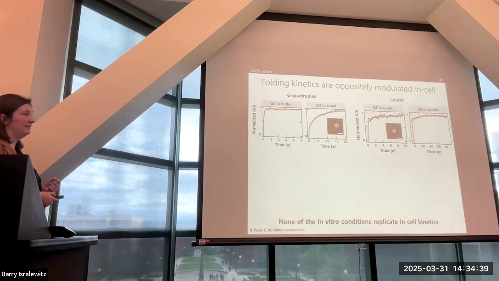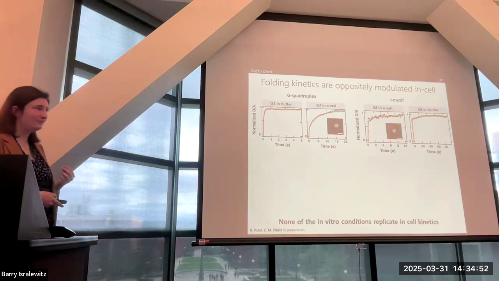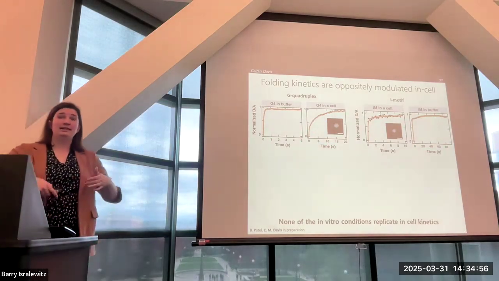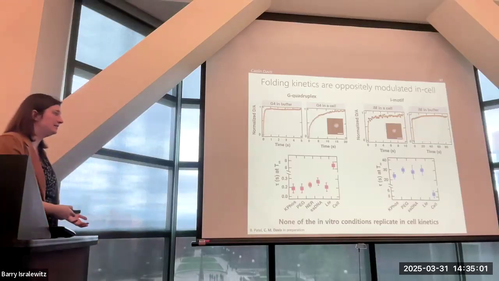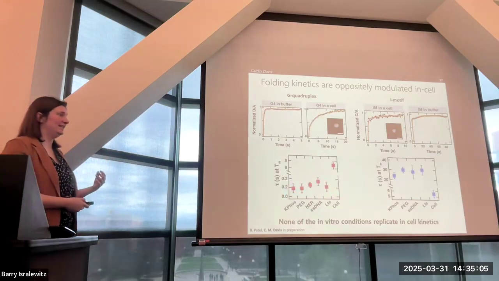So notice that the timescales are changed here when we move from in vitro to in cell. And we see the opposite trend when we look at the i-motif. So its folding is quite slow in buffer, but in cells, things are sped quite a bit. And we tested all of those same conditions that I showed you on the previous slide to see if a lysate could reproduce the kinetics that we're observing in cells. And unfortunately, none of these conditions were able to replicate the in-cell kinetics.